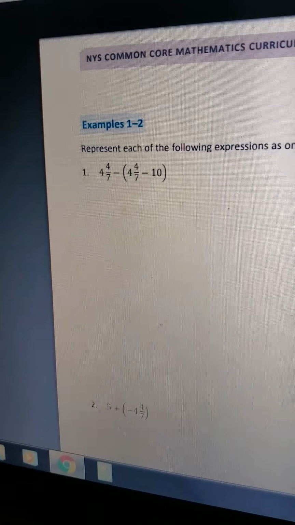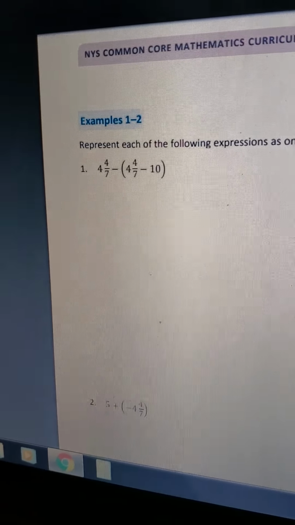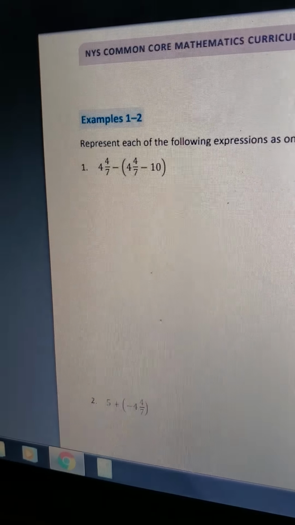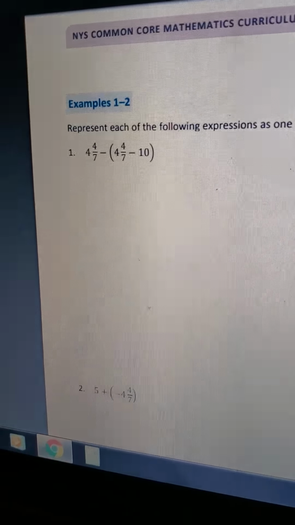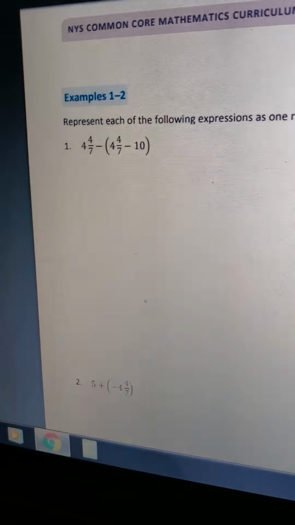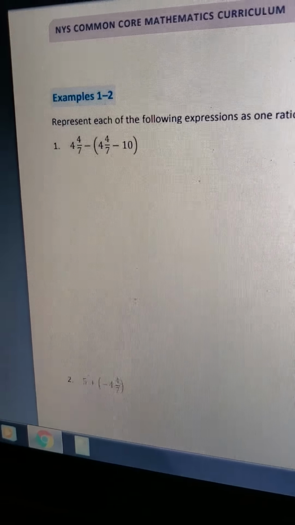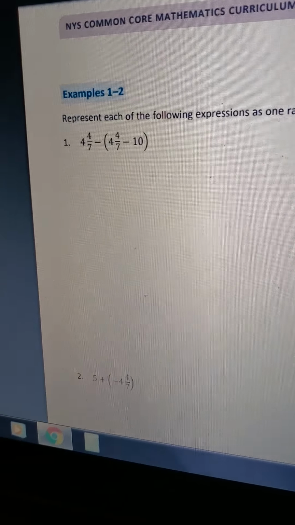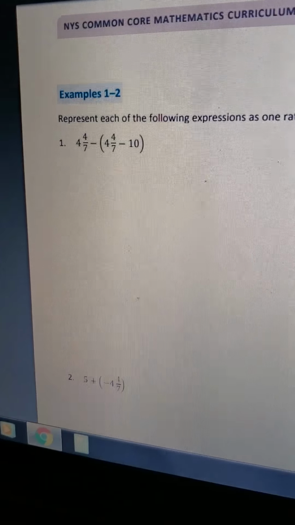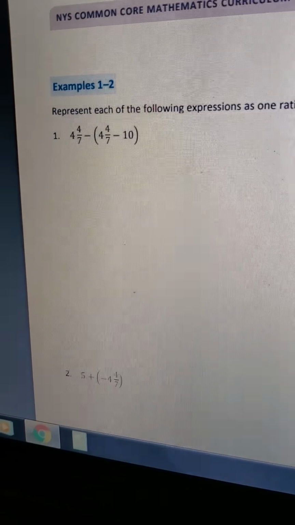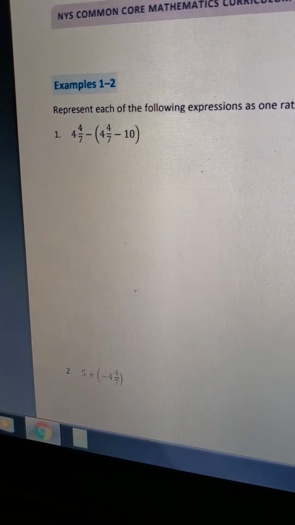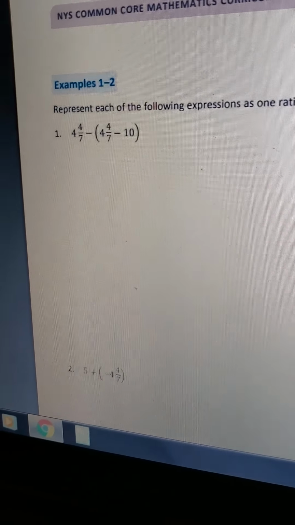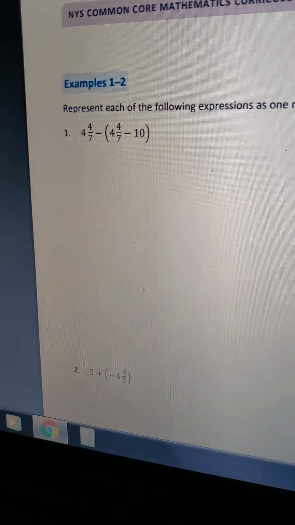Now, if there was a number after that, let's say it was 4 and 4/7 minus 2, and then the parentheses, you would just change the 2, because that's what comes after the parentheses. Whatever comes after the parentheses, that's what you have to change the signs of. And for this problem, it's a parentheses, which means everything in the parentheses gets changed. But notice there's already a subtraction sign inside the parentheses.